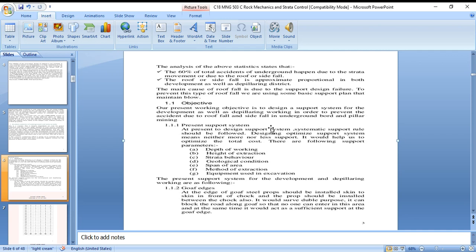The present support system for the development and deep working is as follows. The goaf edge is one of the parameters. At the edge of the goaf, steel props should be installed skin to skin in front of the chocks, and props should be installed between the chocks also. It serves a double purpose. It can block the road along the goaf so that no one can enter this area, and at the same time, it acts as sufficient support at the goaf edge.